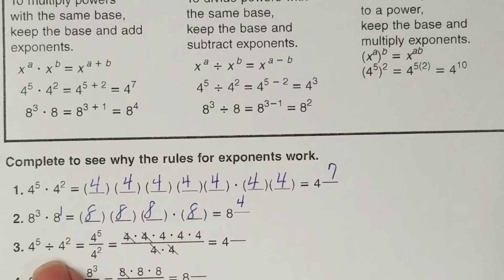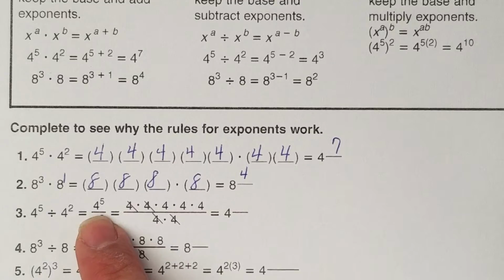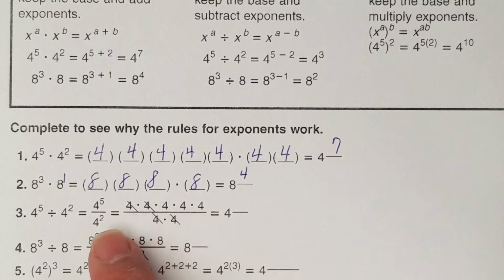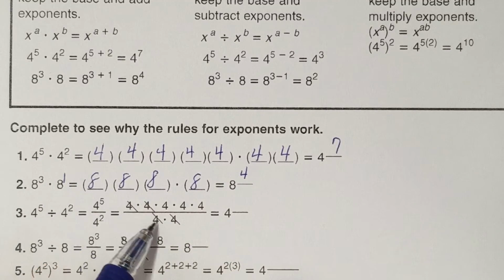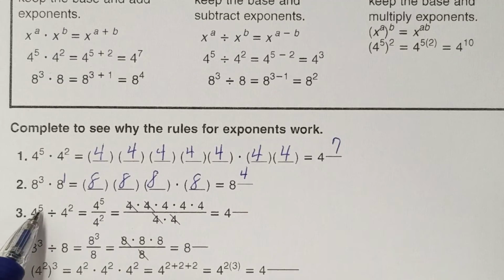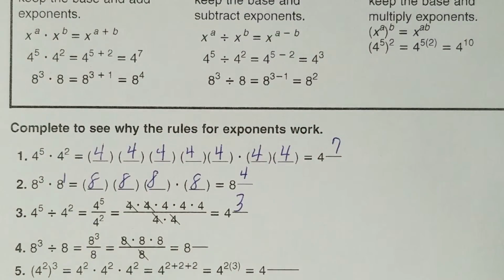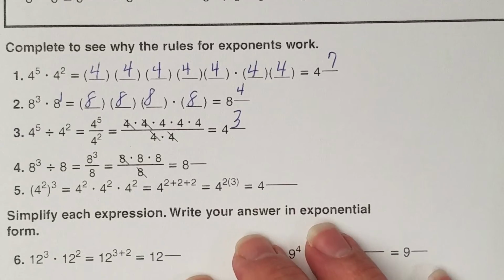The next one is for division. So remember, for division, you need to subtract the exponents, because 4 to the power of 5 would mean that there's 5 4s on the top and 2 4s on the bottom. So 2 from the top and the bottom would cancel each other out. So you're basically subtracting 5 minus 2 and getting left with 3.